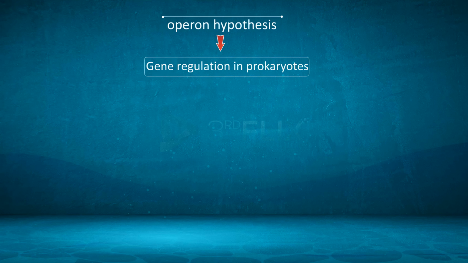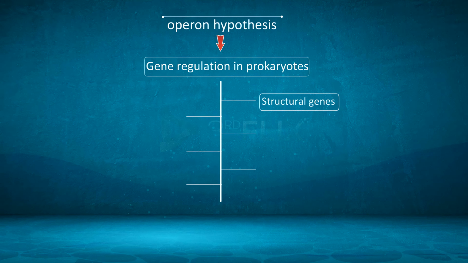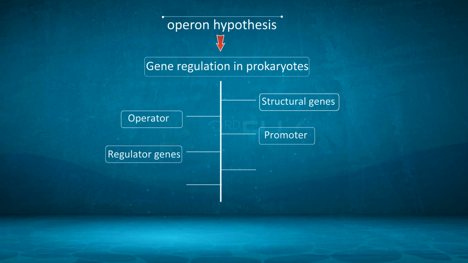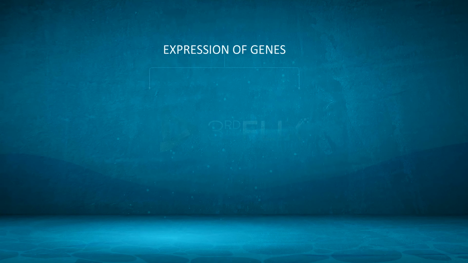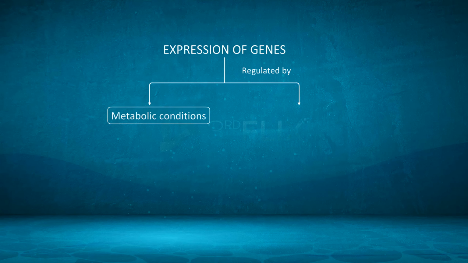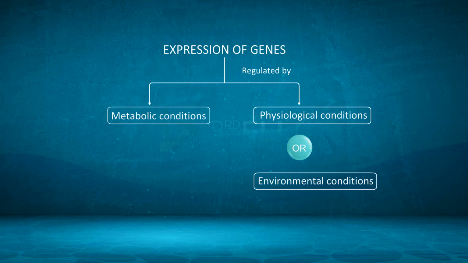The Operon hypothesis says that gene regulation in prokaryotes and bacteriophages involves structural genes, the operator, the promoter, the regulator genes, repressor proteins, and an inducer. The expression of genes is regulated by the metabolic, physiological, or environmental conditions.